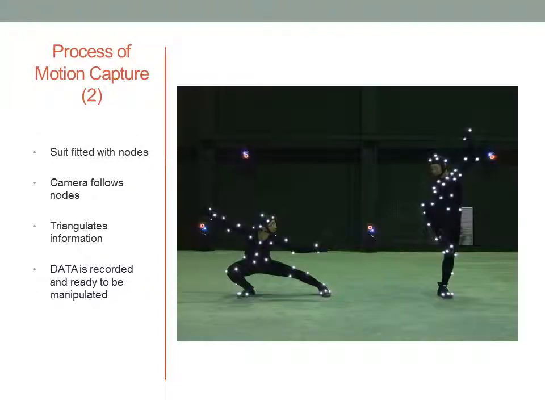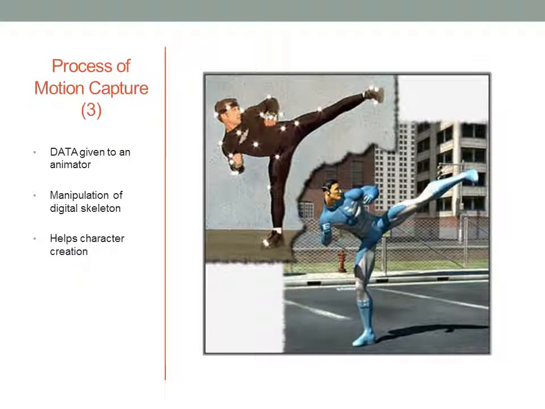The actor is fitted with a special suit that is covered in nodes or markers that are carefully positioned. The nodes on the suit are followed by the cameras and the information is triangulated and recorded. This information is then passed on to an animator who creates a digital skeleton that can move just like the actor.